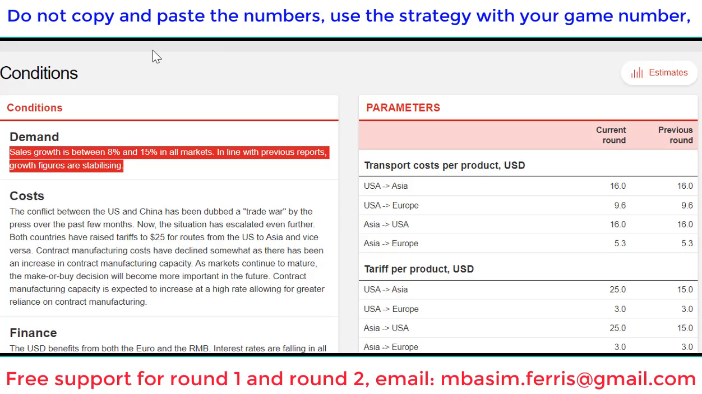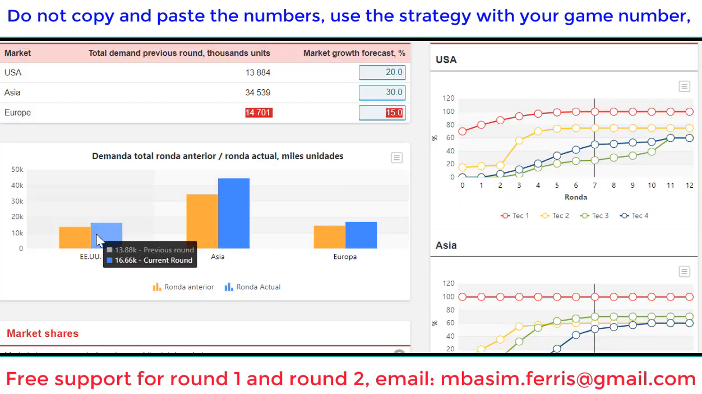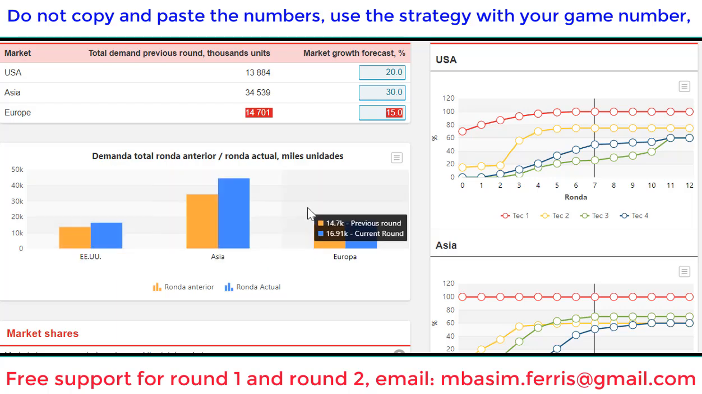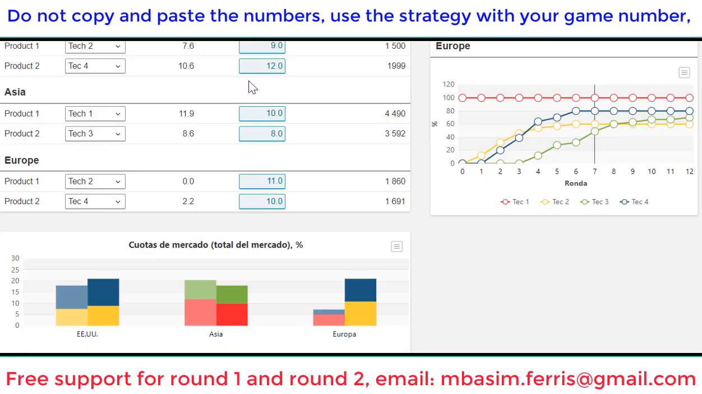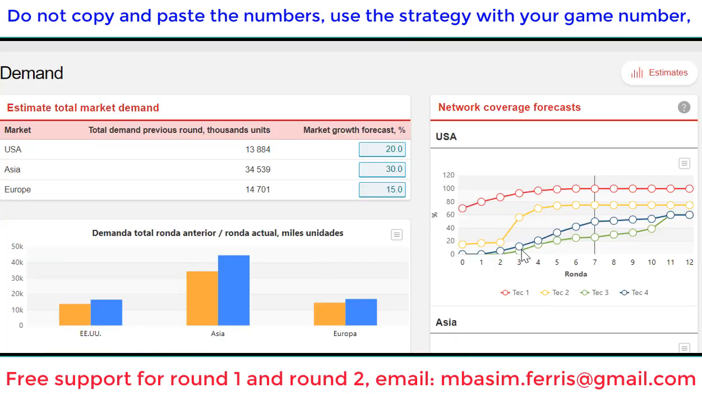I show you now. The demand here for each region, we take the demand for each region here, so you can calculate the sales forecast based on the previous sold and the current demand. So we see the difference. You can calculate the demand increase and set the demand for each product here. We have 4 products, Tech 1, Tech 2, Tech 3 and Tech 4, and they have very different demand over the rounds, over the year.